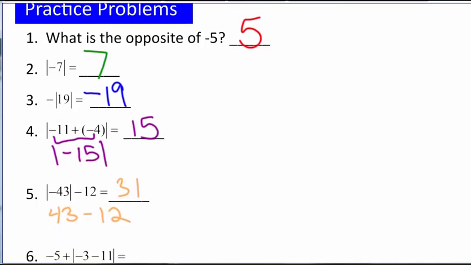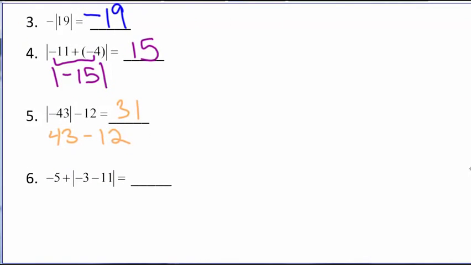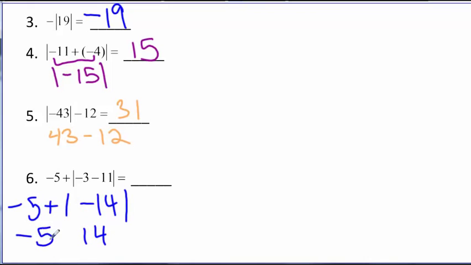Okay, and the last example here. I have negative 5 plus the absolute value of negative 3 minus 11. So first I want to find out what negative 3 minus 11 is. That's negative 14. So now my next problem I want to simplify is negative 5 plus the absolute value of negative 14. Absolute value of negative 14 is 14, and negative 5 plus 14 gives me a 9. And that is how you work with integers and absolute value.